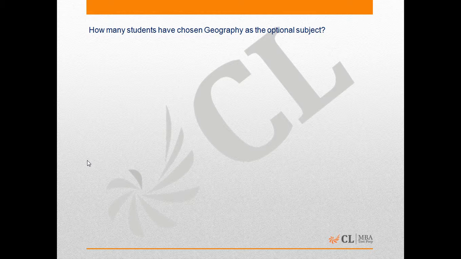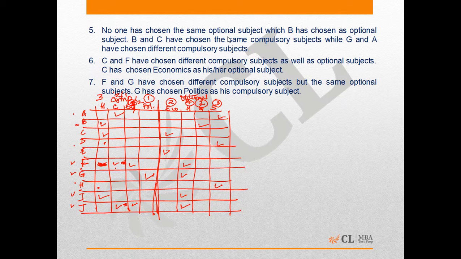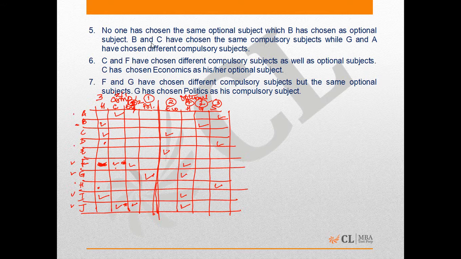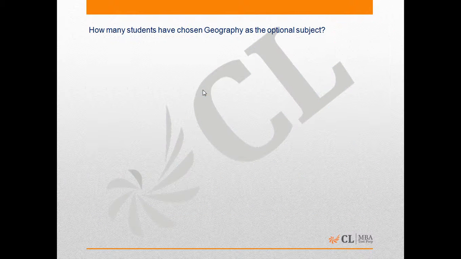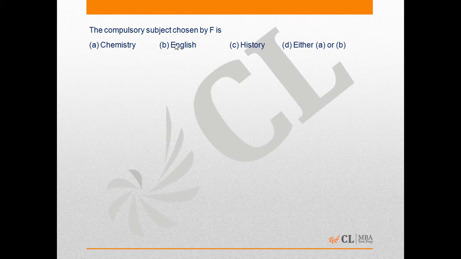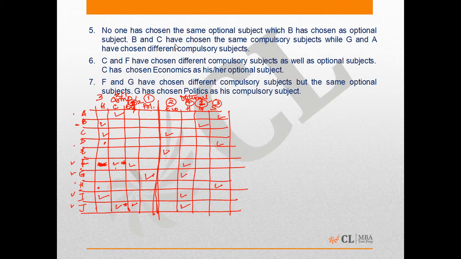How many students have chosen geography as the optional subject? Geography as the optional subject, we have a total of 2. Sorry, geography is 1, not 2. Economics is 2, geography is 1. So this is chosen by just B. So only 1 student, B, has chosen geography as optional subject. Next question: who has chosen chemistry and sociology as his or her compulsory and optional subjects respectively? Chemistry and sociology. This is done by A.